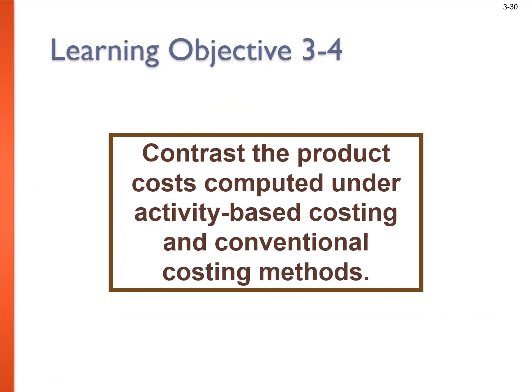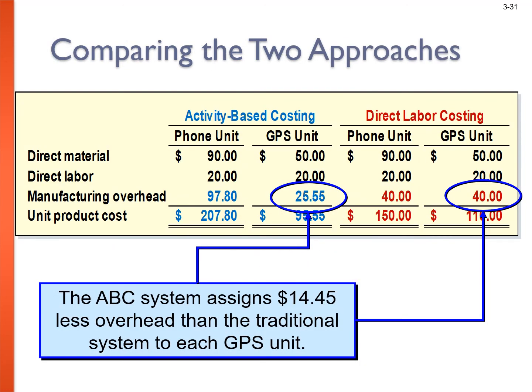So contrast the product cost computed under both. We've already seen that, but we'll take another look. Here it is. Look at that difference. They are charging $14.45 more per unit as costs than they should be. They should probably be charging less for their GPS because it actually costs less to make using activity-based costing. They should be charging more for their phones because it costs more. Under the old system, it looks like it only costs under $50.